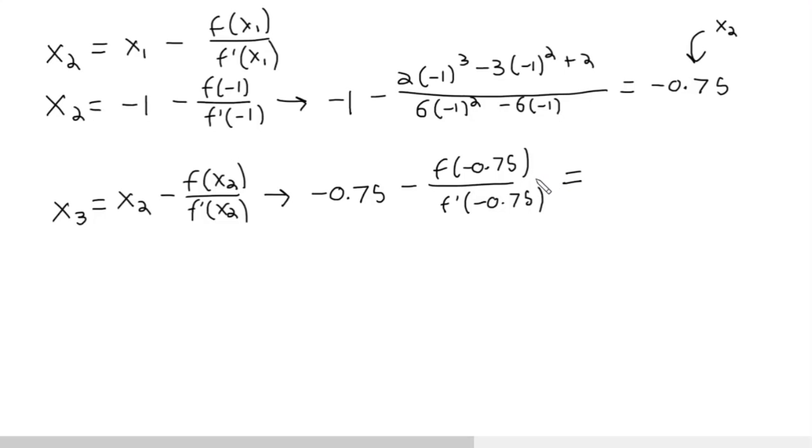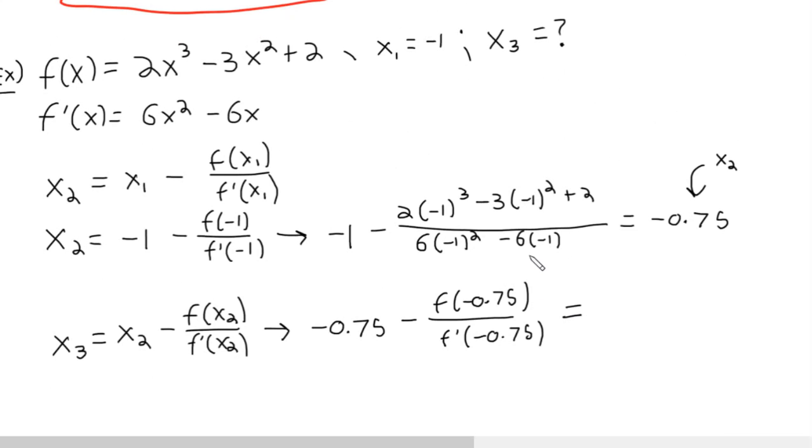Okay, and this one I did the work ahead of time. But just to recap really quick, all I did was plug x sub 2, negative 0.75, into this equation: f of negative 0.75 and f prime of negative 0.75. To get f of negative 0.75, I would just plug that in over here, to this one I'm pointing at right here. If I wanted f prime of negative 0.75, then I plug it in over here, and that's it.